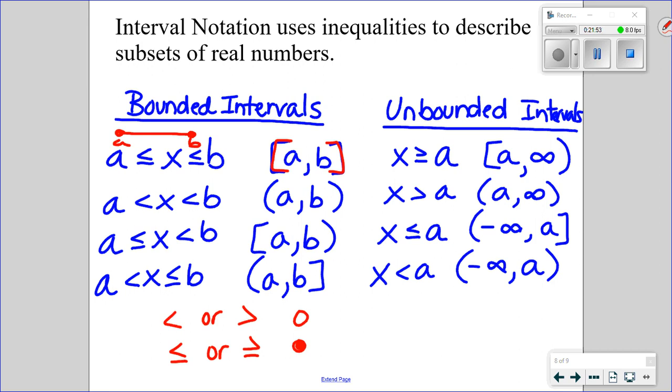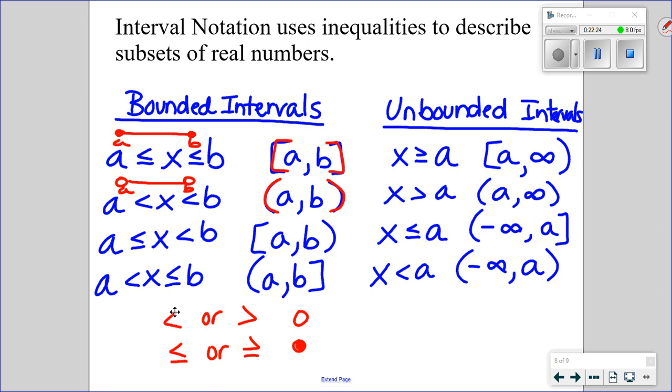All right, for our next inequality, we have a is less than x and x is less than b. So in this case, we would use open circles for a and b. And so then in interval notation, we would just use parentheses. So in this case, we would not include a and b in the interval. We would include values close to a and b, but not those exact values.